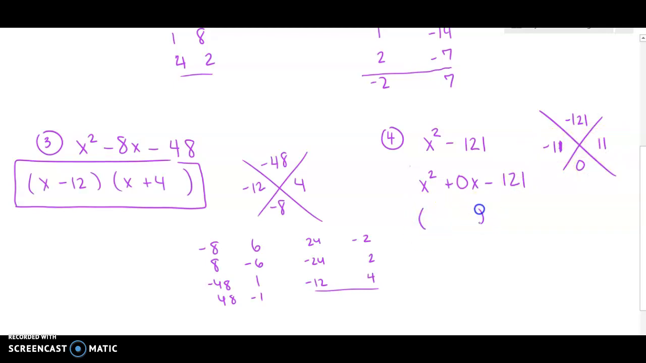So we're going to have two sets of parentheses. X goes in the front of both, negative 11 and positive 11. All right, so x minus 11 times x plus 11. And if you have time, multiply these out. You should end up with that for your answer.